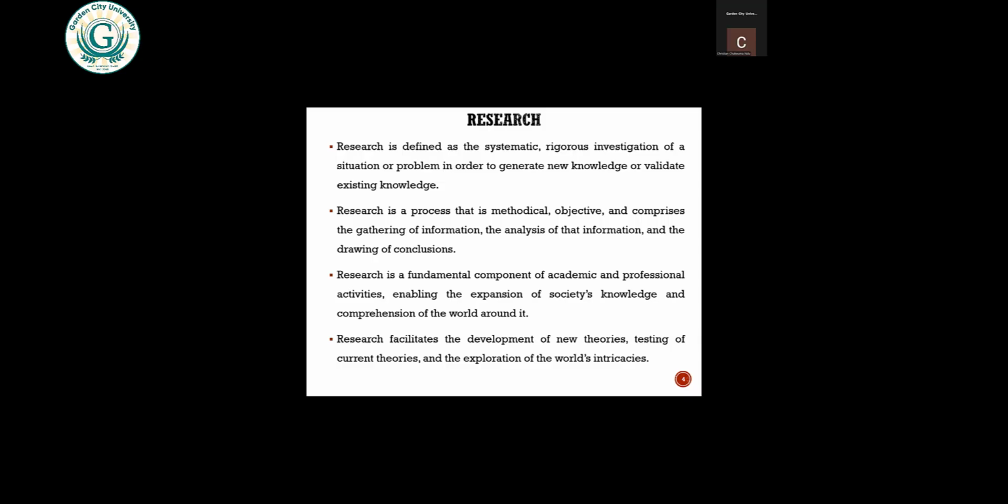So it is very, very important, and it enables the expansion of society's knowledge and comprehension of the world around it. Research facilitates the development of new theories, testing of current theories, and the exploration of the world's intricacies. In the recent past, we were using chloroquine to treat malaria.